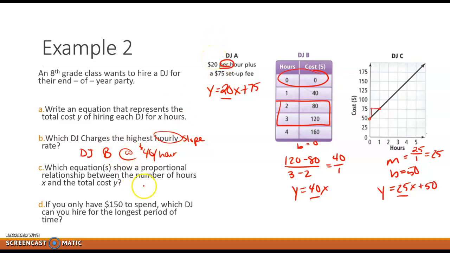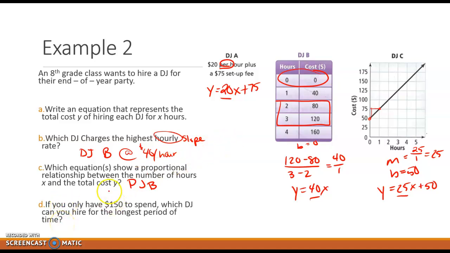And the only one that does that is, again, DJB, because it has that 0, 0 starting point, whereas DJC started at 50 and DJA had that setup fee of 75, which is our slope intercept. If you only have $150 to spend, which DJ can you hire for the longest period of time?